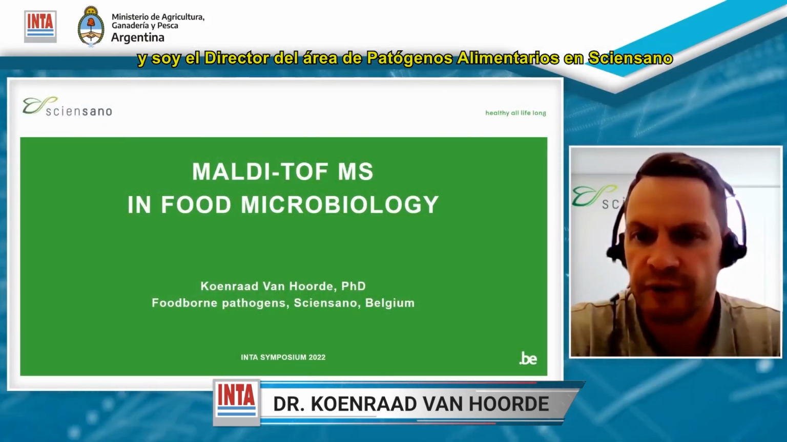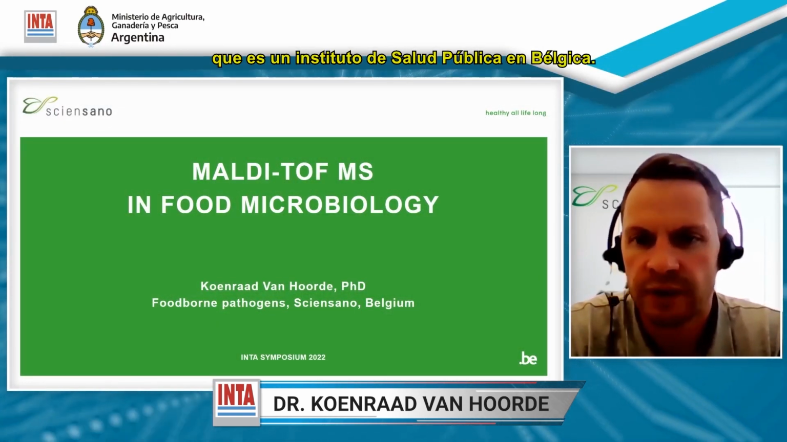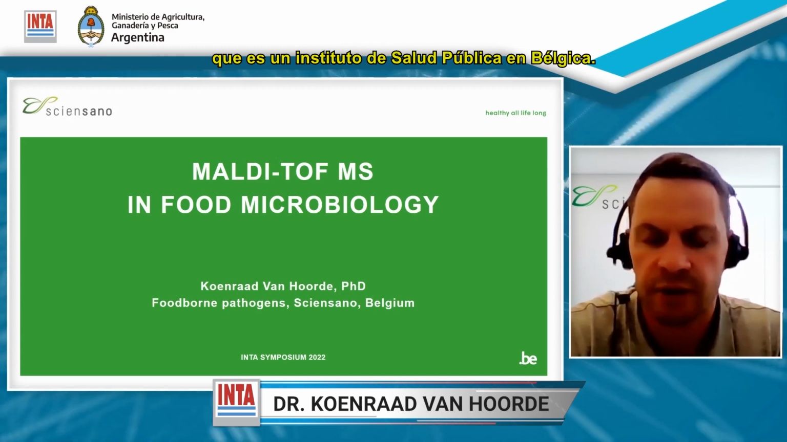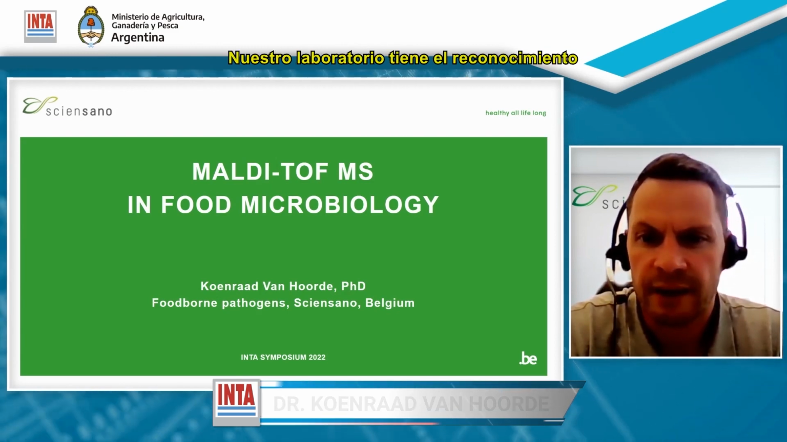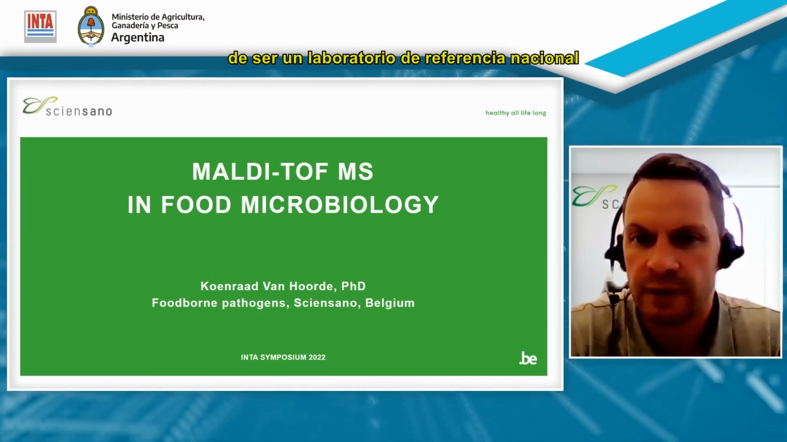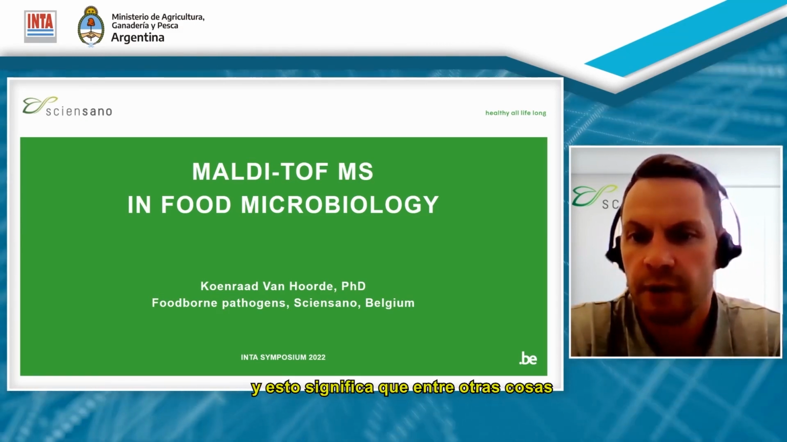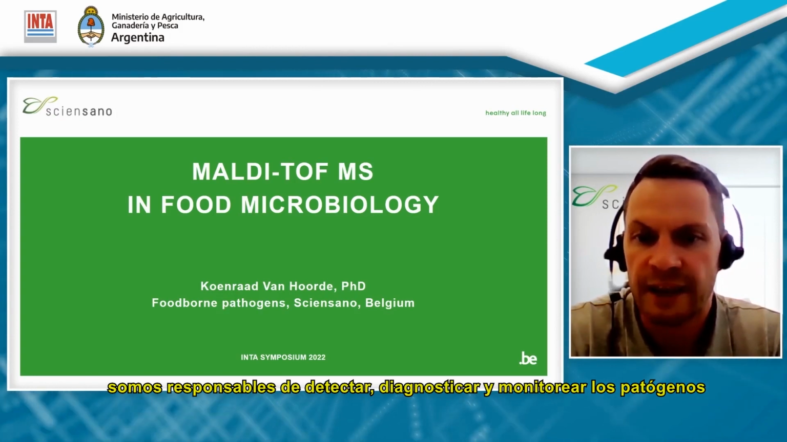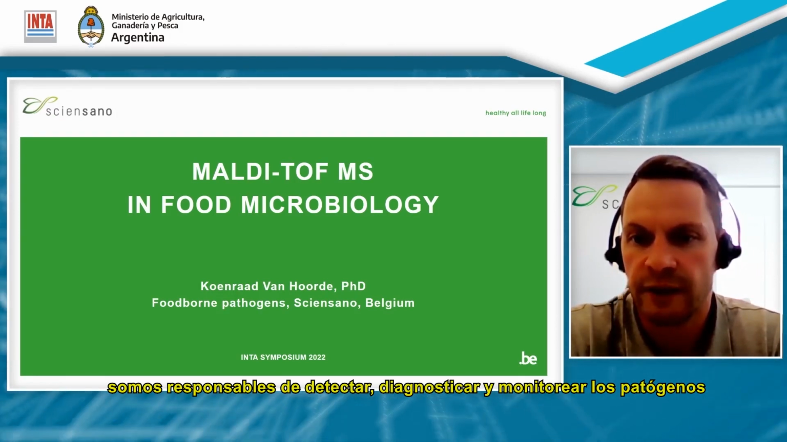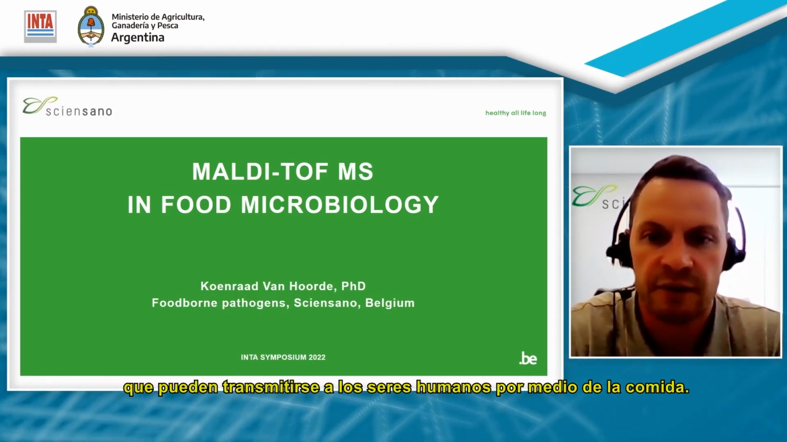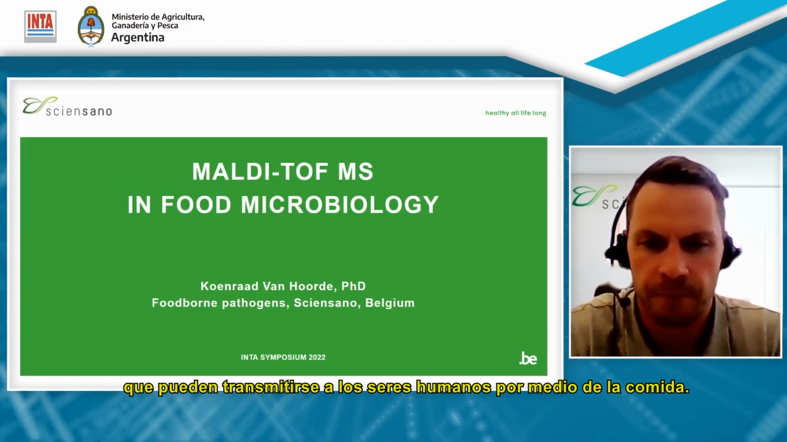Hello everyone, my name is Koenraad van Hoorde. I am head of the Foodborne Pathogens Service at Cienzano, which is a public health institute in Belgium. Our lab is recognized as National Reference Laboratory by our Food Safety Agency, and this means that, amongst others, we are responsible for the detection, diagnosis, and surveillance of pathogens that can be transferred to humans via food.